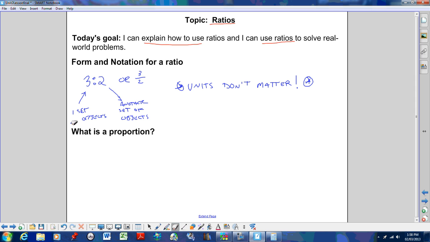So what I want to talk about then is the next step, or the connection with ratios, and that's a proportion. And a proportion is simply two ratios set equal to each other.